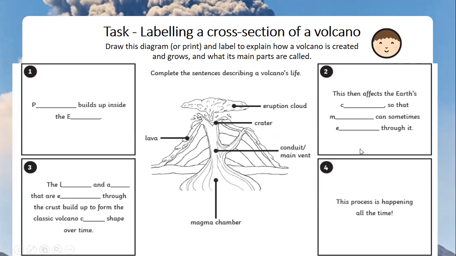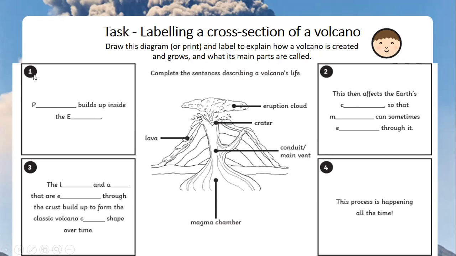So your task for today is to label a cross-section of a volcano. So either draw this diagram or you have the opportunity to print it. I'll leave it underneath this video. And I would like you to label and explain how a volcano is created and grows and what its main parts are called. So already, the diagram is labelled for you. You may want to add in a label for the other vent, the lateral vent.